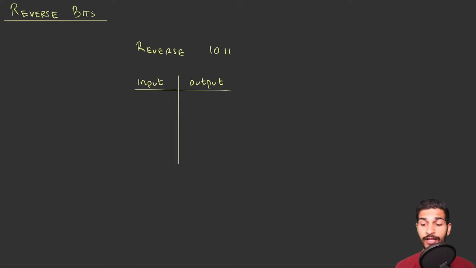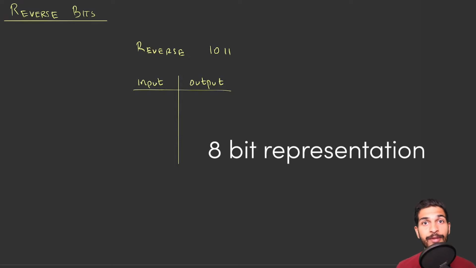Alright, so we have our input, which is to reverse 1, 0, 1, 1. And I've made a chart of inputs and outputs, so we can just see what's happening to our input as we generate our reversed output. So our input is 1, 0, 1, 1. But recall that integers are stored with 8-bit representations.